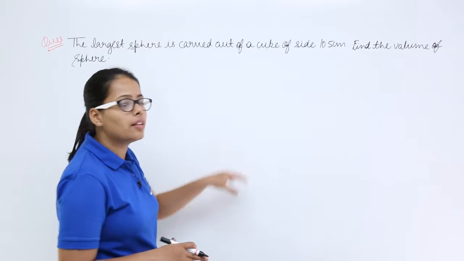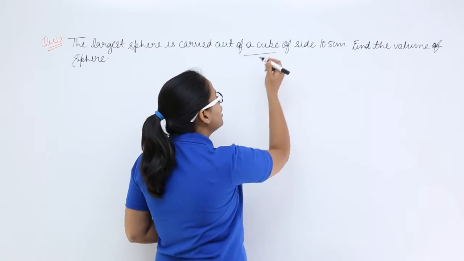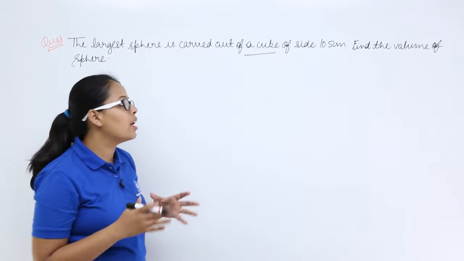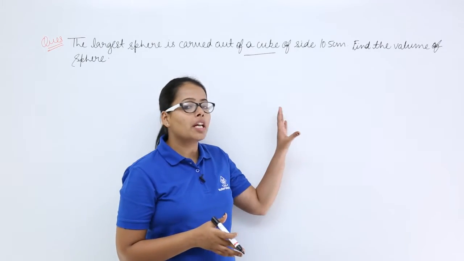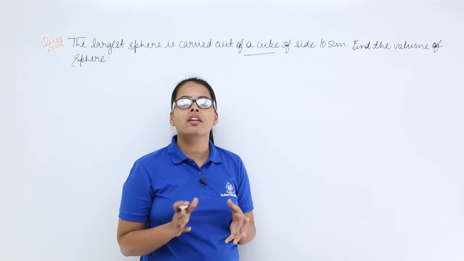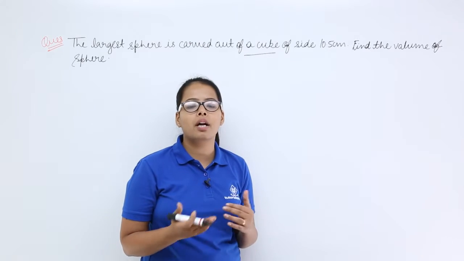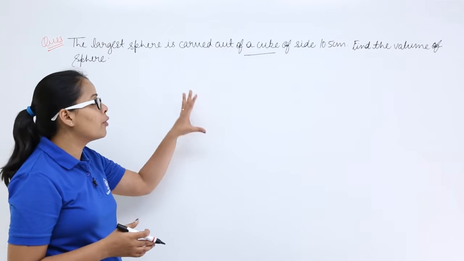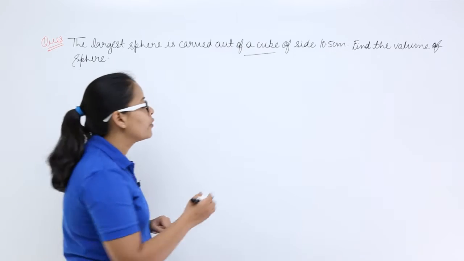As you can see here, this is a cube, not a cuboid. In a cube, all the lengths are same. Length, breadth and height are of equal length. But in a cuboid, all are of different length, or maybe two are of same length but the third one is of different length. Now let's calculate the volume of the sphere from this given cube.